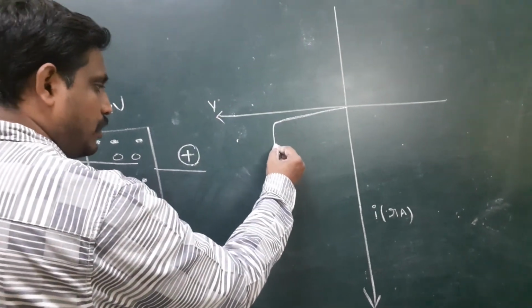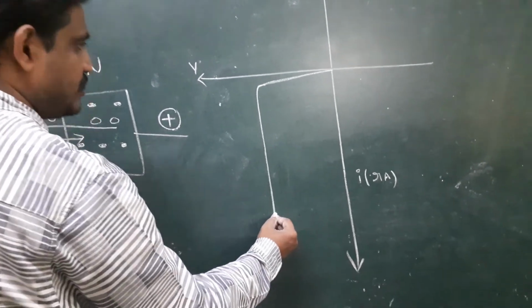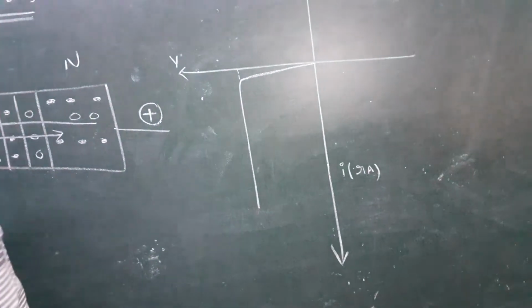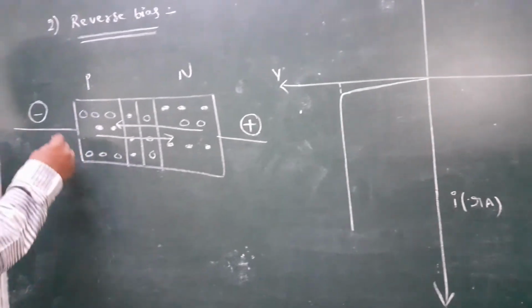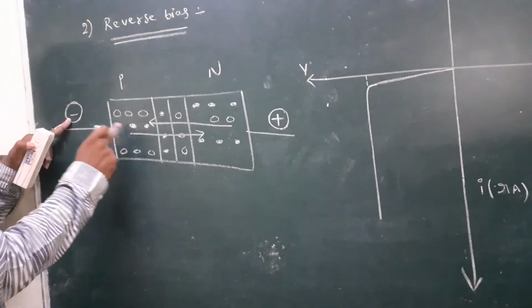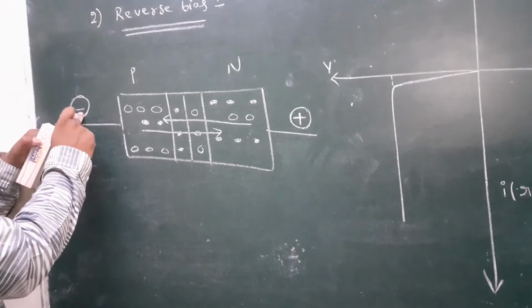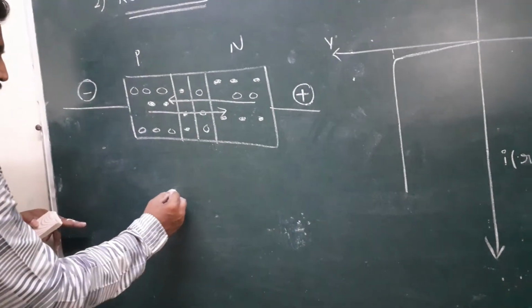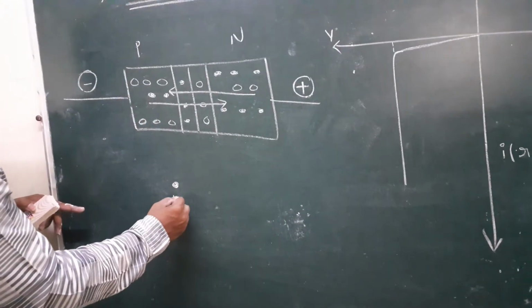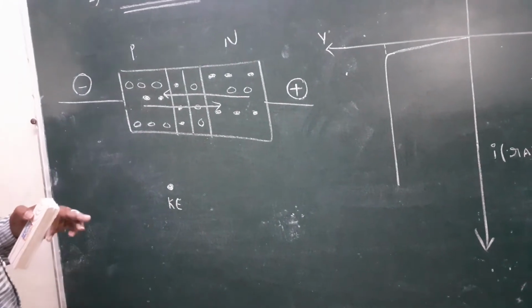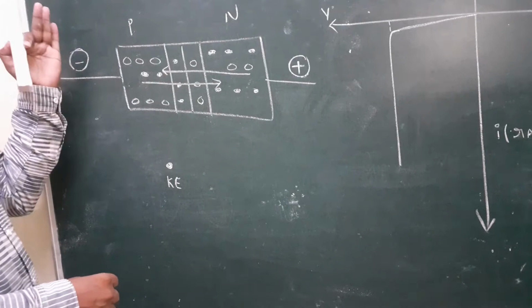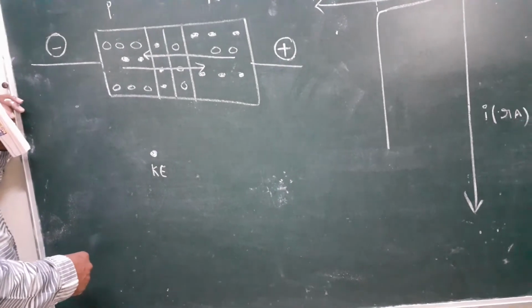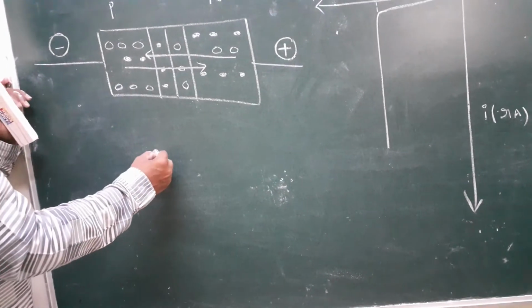But at a particular voltage, current suddenly rises. Why? I can explain here. This minus is repelled by the electron. When more applied voltage is given, automatically there is more kinetic energy of the minority charge carriers. Suppose this is the electron, it gets more kinetic energy, because more reverse voltage is given, automatically more kinetic energy of the charge carriers, more kinetic energy of the minority charge carriers.